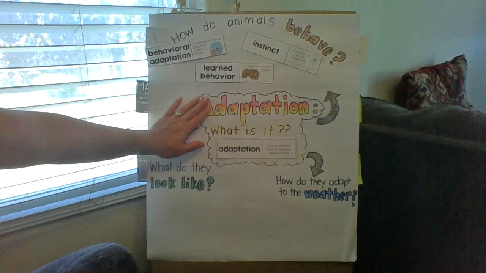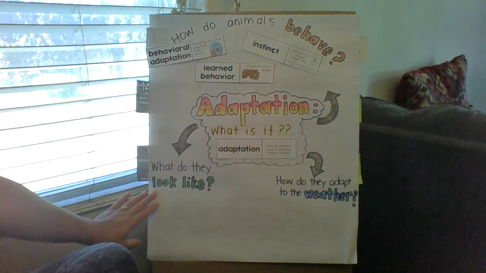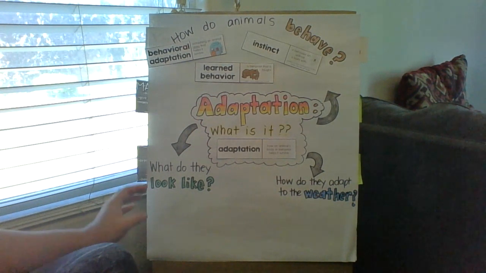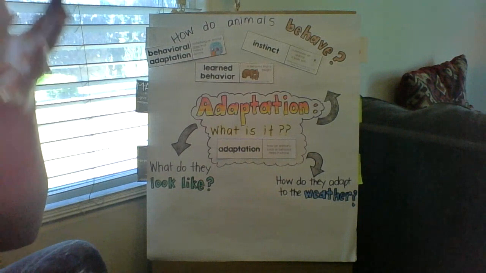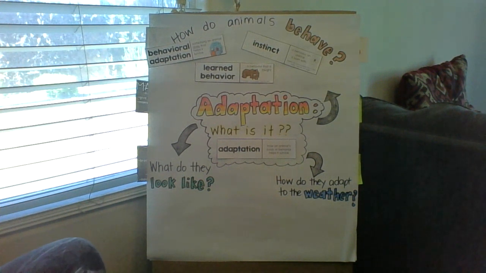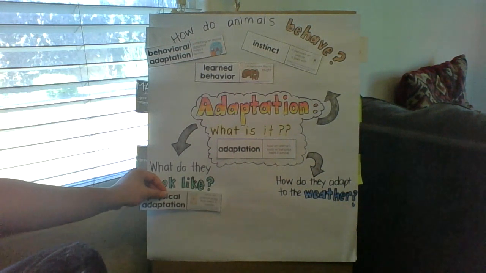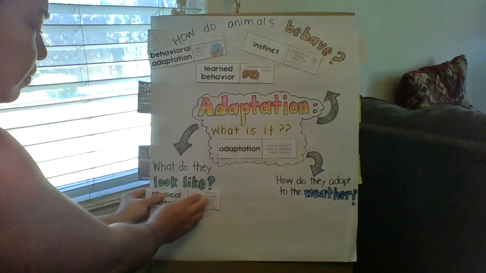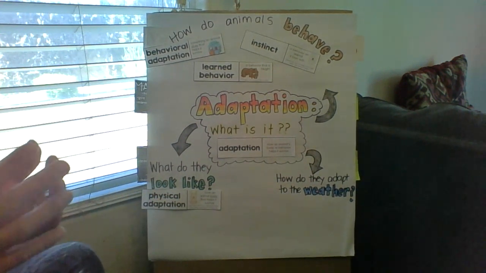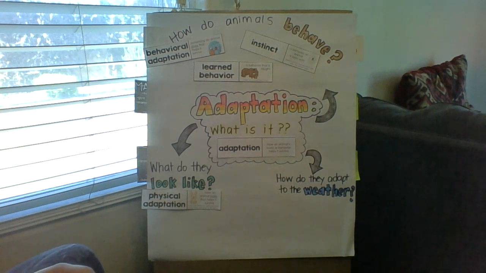Sometimes the adaptation comes in the form of what they look like. So what do animals look like? How do they adapt to the change, or how do they adapt the way that they look in order to survive? Okay, we call these physical adaptations, guys. So a physical adaptation is basically how an animal looks in order to survive.